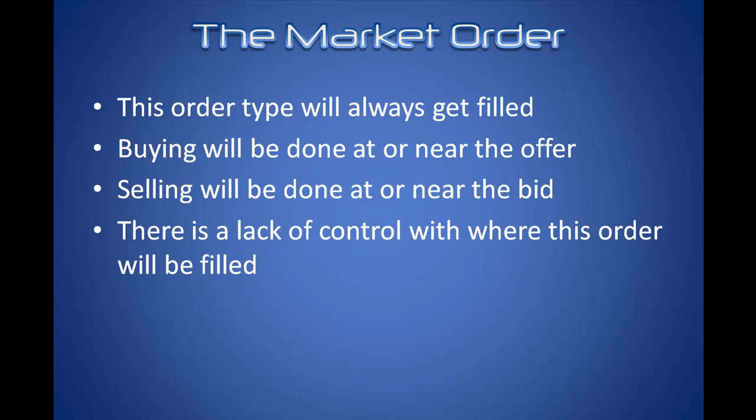The first order type is the market order. This order type can be used to buy or sell positions. This order type will always get filled. Buying will be done at or near the offer price, and selling will be done at or near the bid price. The problem with the market order is a lack of control for where your order will be filled.